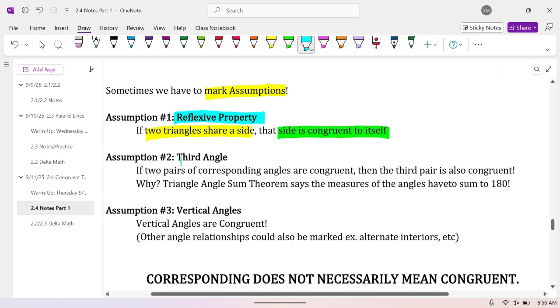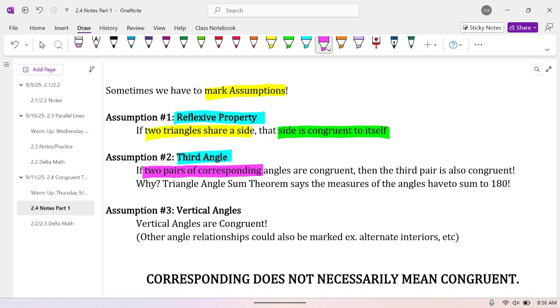Then we have the third angle property, and all it says is if two pairs of corresponding angles are congruent, then we have to assume the third pair is congruent. All right, and why? Because, of course, the triangle sum theorem. If we know that two sets of angles within two different triangles are congruent, we have to assume the third one is congruent to its corresponding self because of the triangle sum theorem. It has to add to 180. All right.